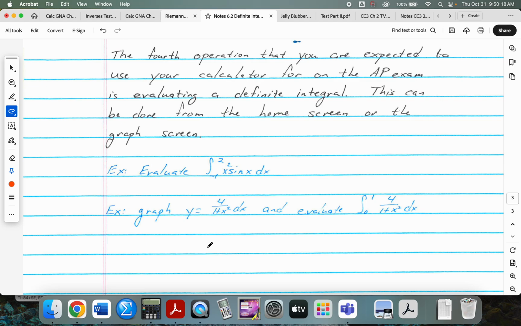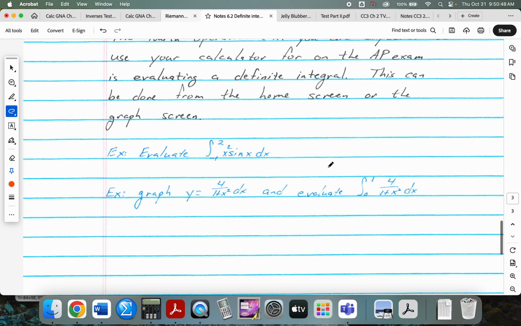The third one was find the numeric derivative, the estimate for the numeric derivative, right? You remember doing that. Students tend to forget that one because it just doesn't get done as often, but you can. The fourth one is be able to evaluate a definite integral. You can do these on your calculator if you have the formula for f of x.